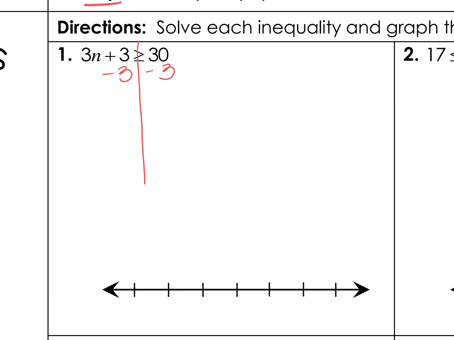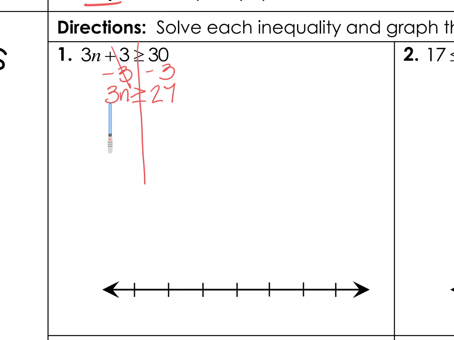If we're adding and subtracting, there's nothing special that we have to do. On that side, the 3 would be gone. 30 minus 3 would be 27. You're going to bring down your inequality. Nothing changes about it because you're not multiplying or dividing by a negative number. Bring down what is left on the left side, which is 3n.